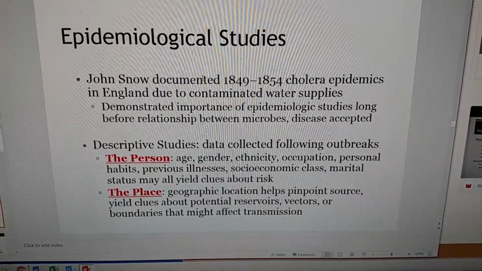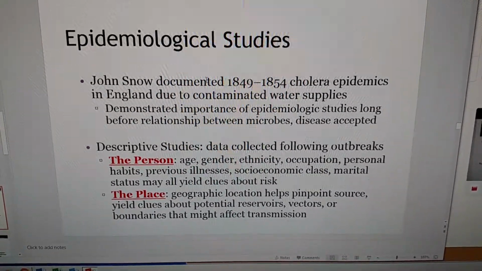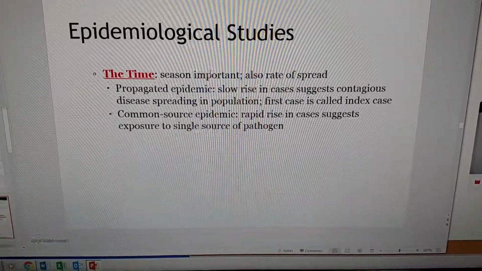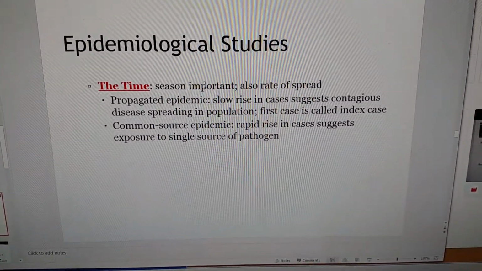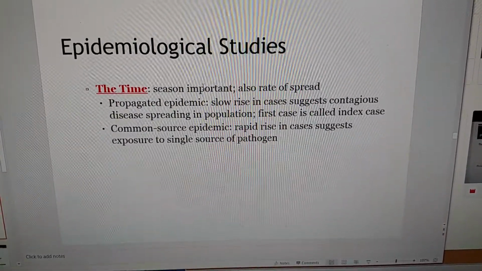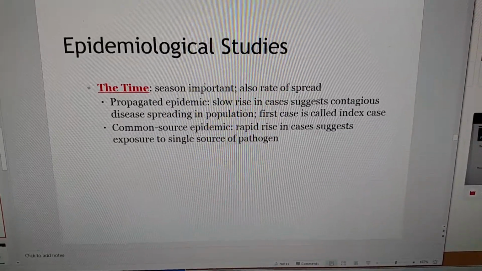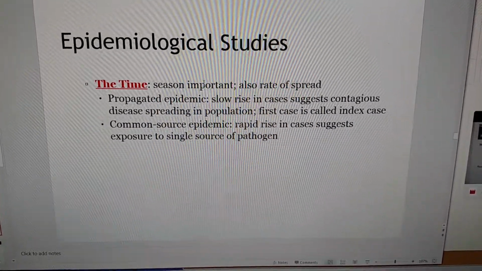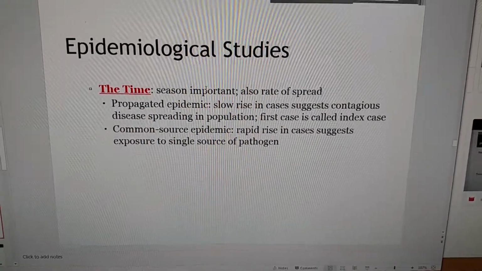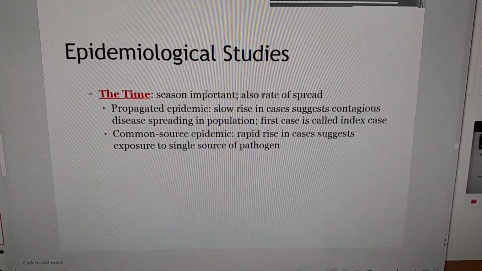What's the place? You need the geographic location to pinpoint the source. It can actually help you figure out potential reservoirs and vectors. What's the time? The season's important, also the rate of spread. Is it spreading quickly? Is it spreading slowly? Because if you have a rapid rise in the number of cases out of nowhere, it might be a single source, where if you have a slower increase in cases, you might be dealing with something that's a contagious disease.